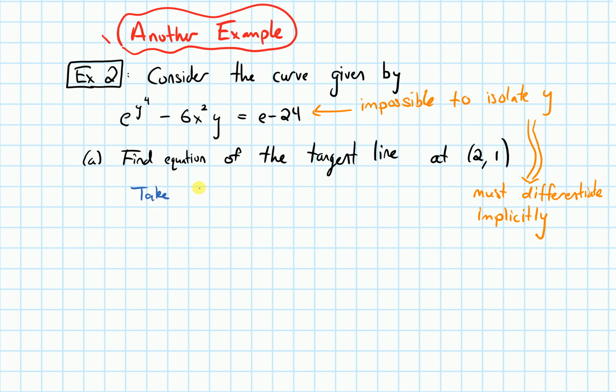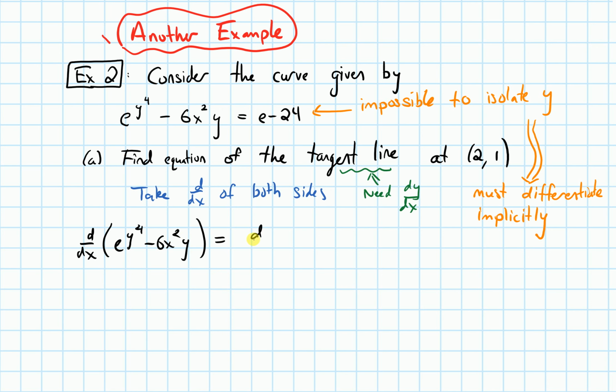So in this case, we want to take d dx of both sides. Because if our goal is to find the equation of a tangent line, at some point we're going to need dy dx, because dy dx will tell us the slope of the tangent line. So to get there, I'm going to have to take the derivative of both sides first. So doing that, I'll write d dx of the left, e to the y to the 4, minus 6x squared y, and then this equals d dx of the right, so d dx of e minus 24.